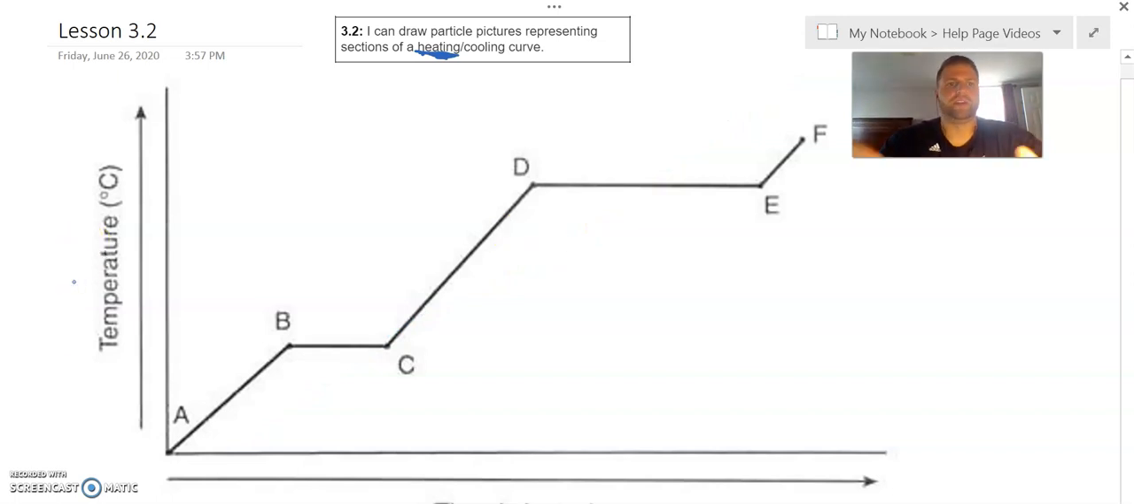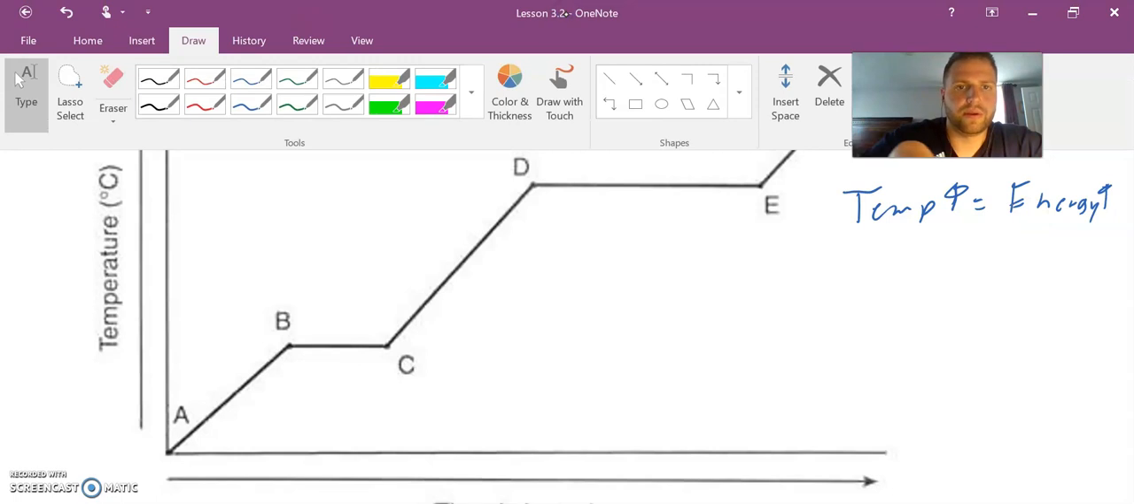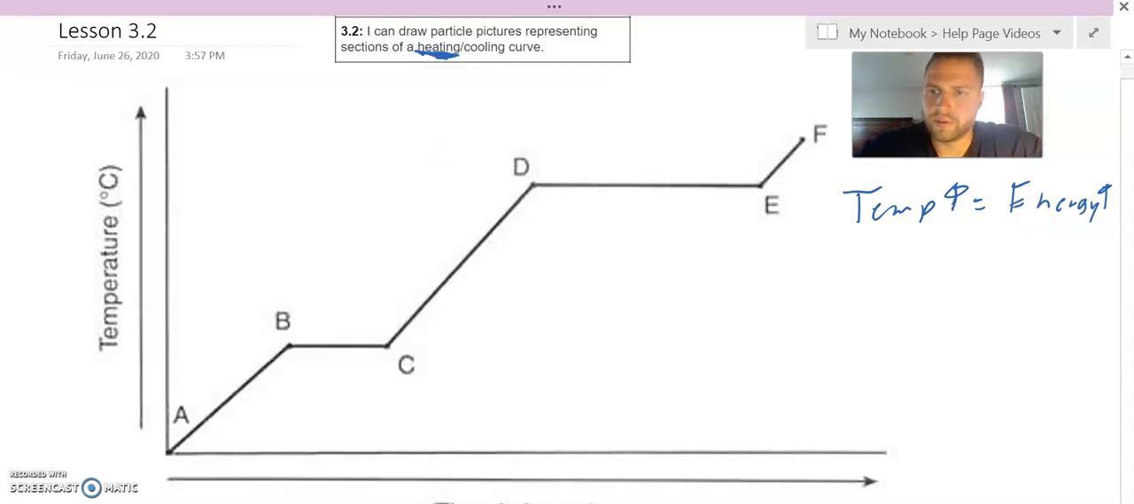So something we need to jump into today is the notion of temperature and energy. What does it mean when temperature increases? It means that energy is also increasing. Along with energy, we know that particle motion is increasing. And we also know that sometimes particle spacing will increase.